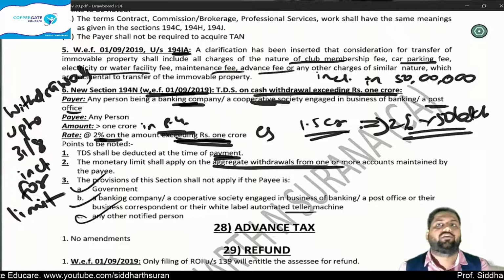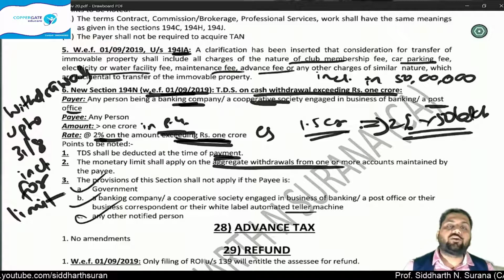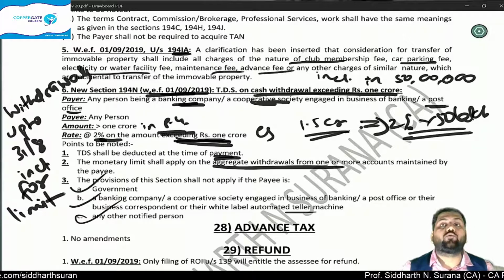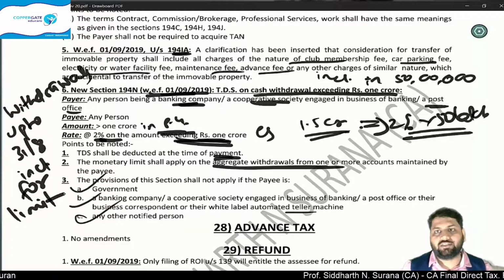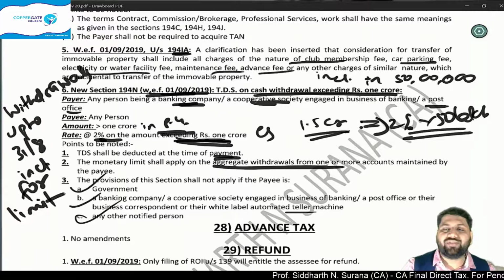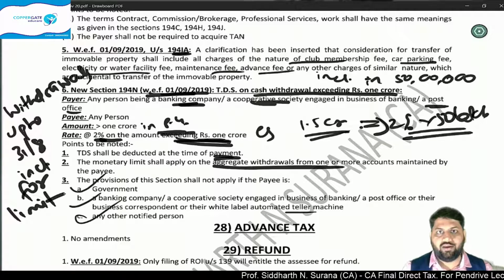From next year onwards, right from day 1, everything will be included in the monetary limit. So listen, withdrawals till 31st August will be included in monetary limit but will not suffer TDS. And from 1st September, TDS will start only on the excess over 1 crore. 194N, newly introduced section. Are we clear about this?